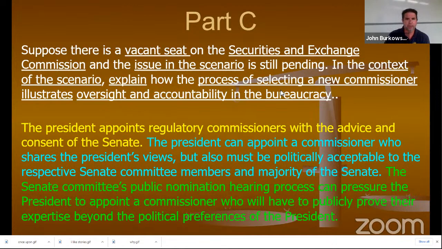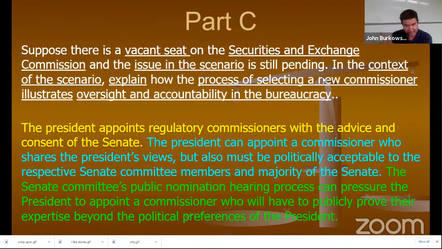Okay. The president appoints regulatory commissioners with the advice and consent of the Senate, right? That's the process of selecting a new commissioner. That's how it works. You are expected to know that. The president can appoint a commissioner who shares the president's views, but also must be politically acceptable to the respective Senate committee members and majority of the Senate. That's part of the process. It's describing how the president appoints a commissioner. It's also describing the process of advice and consent of the Senate.